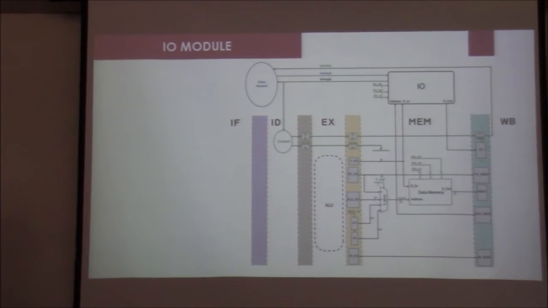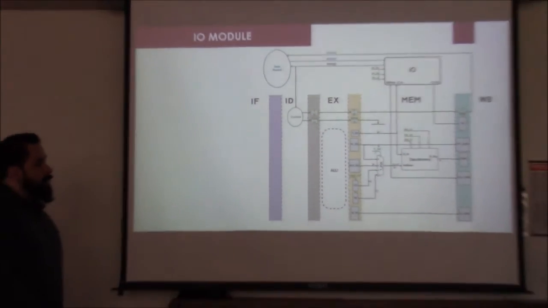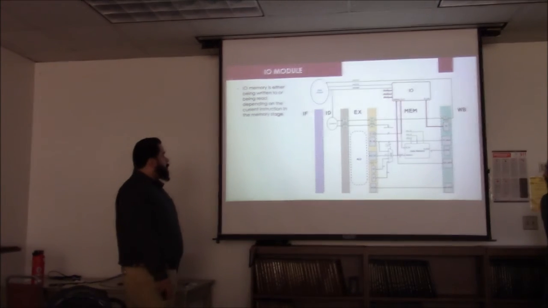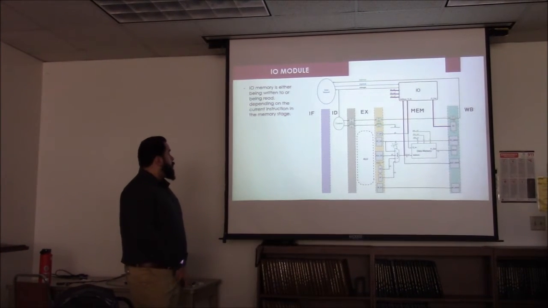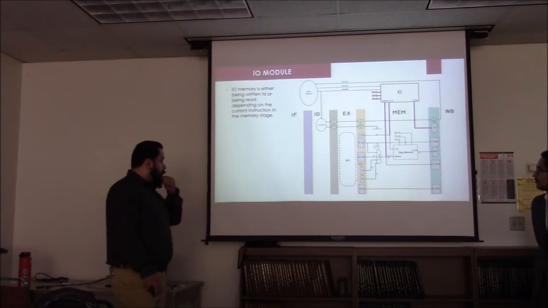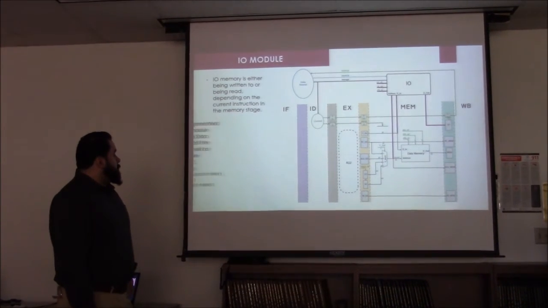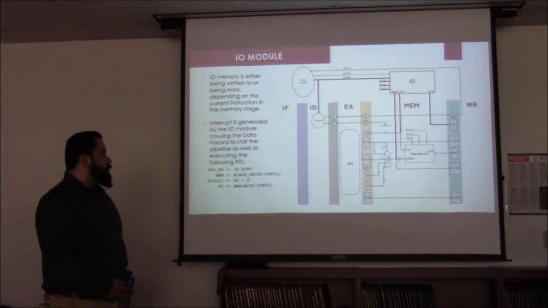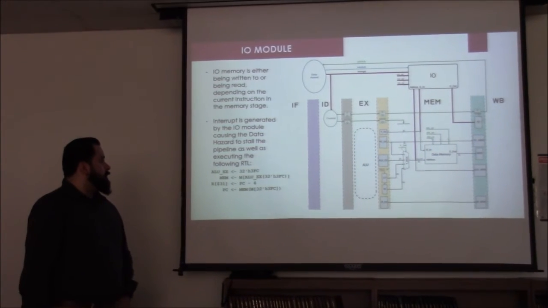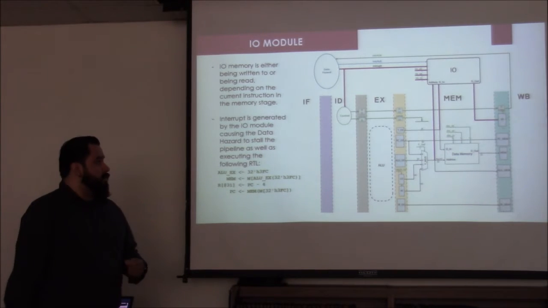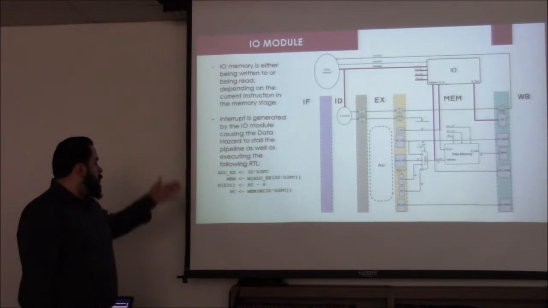So next we have the I/O module, and the I/O module lives in the memory stage. The memory and the I/O are either being read from or written to. And the interrupts are generated by the I/O module, causing the data hazard to stall the pipeline, as well as execute the stall RTL right here.